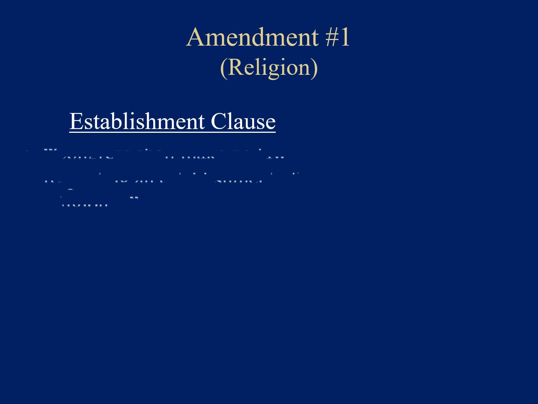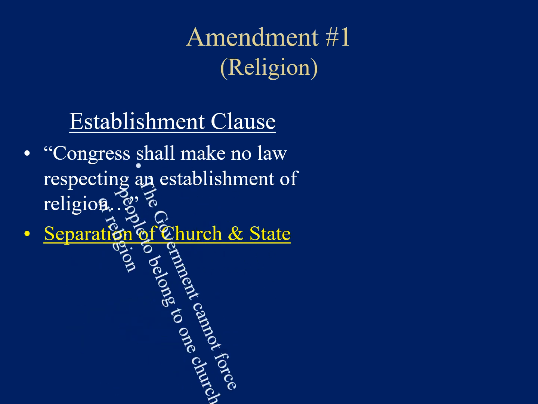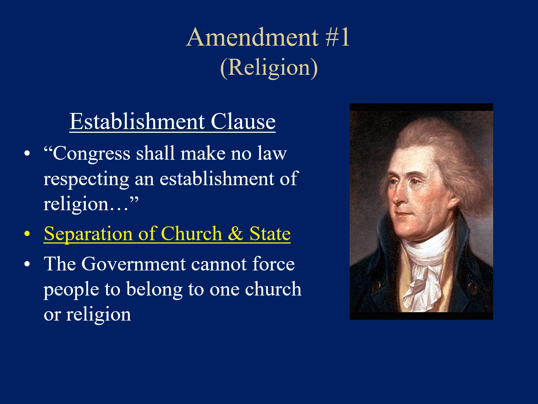One of the key ideas included in freedom of religion would be the Establishment Clause. It comes from the text in the First Amendment that says, "Congress shall make no law respecting an establishment of religion." A lot of times people have used this as a shorthand for the meaning of separation of church and state. This means that the government cannot force people to belong to one church or to any church, or cannot favor one religion over another. The words separation of church and state do not appear in the Constitution. They actually were coined by the gentleman shown here, Thomas Jefferson.